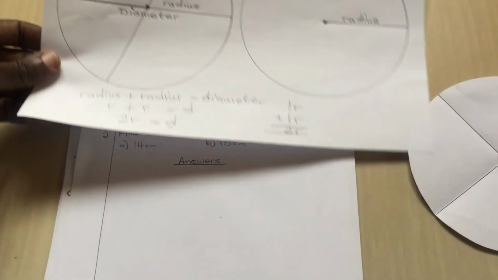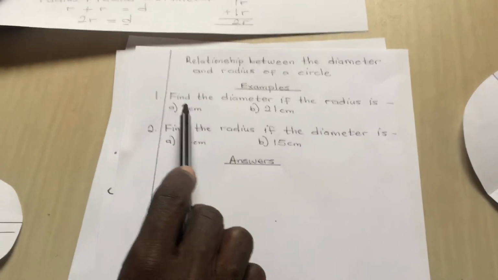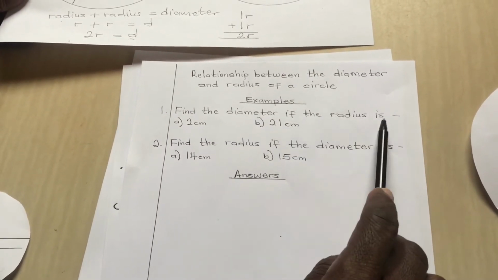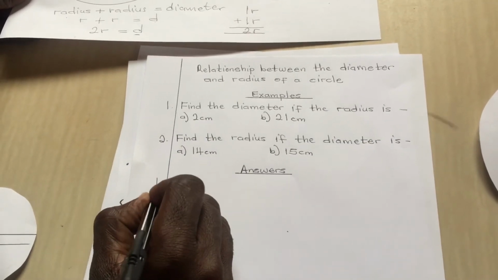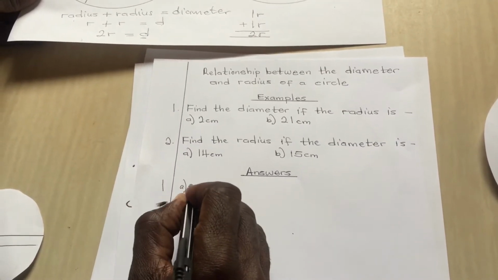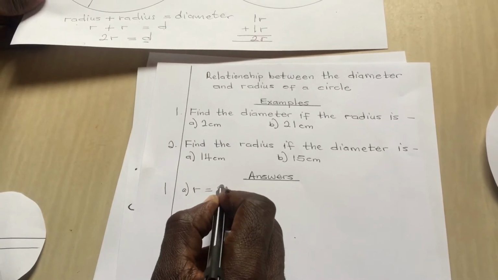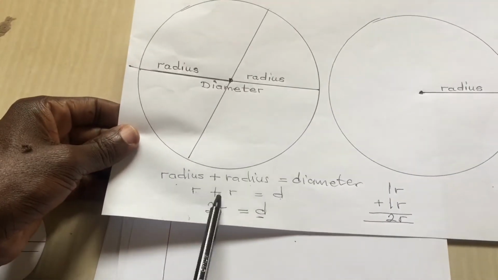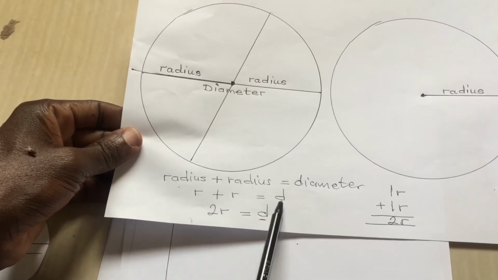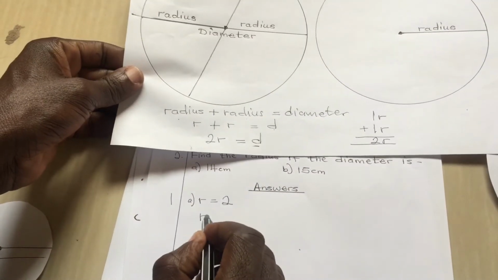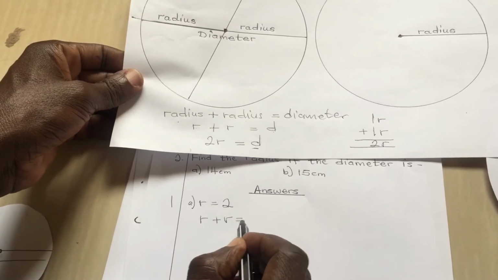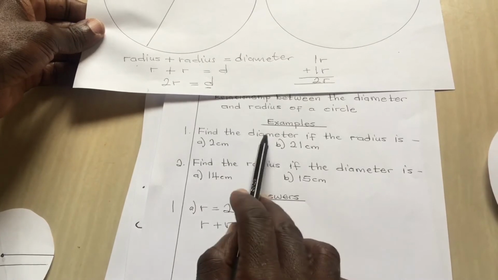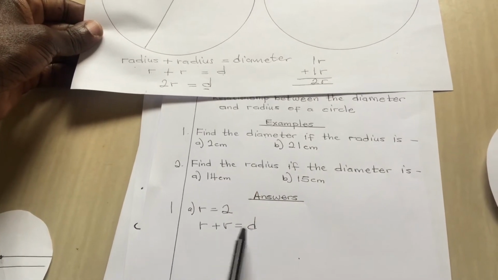So we pick it up from here now and look at this. Find the diameter. We want to find the diameter if the radius is given. So number 1a, we are told that the radius is equal to 2, but we want to find the diameter. We'll pick it from here. 2 radii is equal to diameter. Radius plus radius is equal to diameter. Our question is, find the diameter.